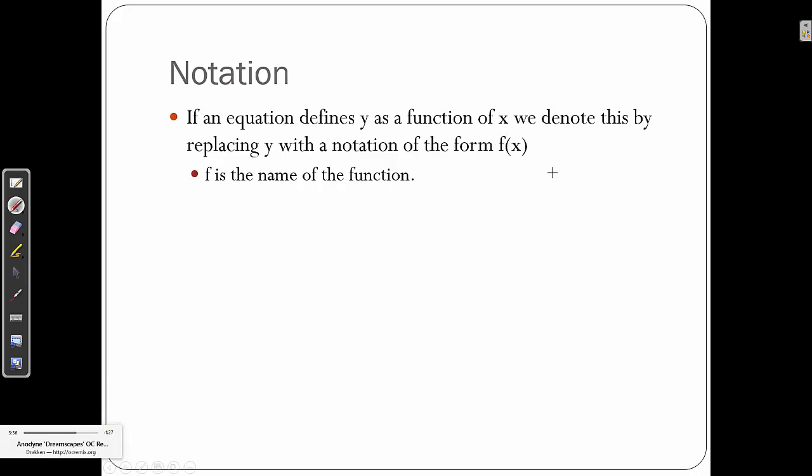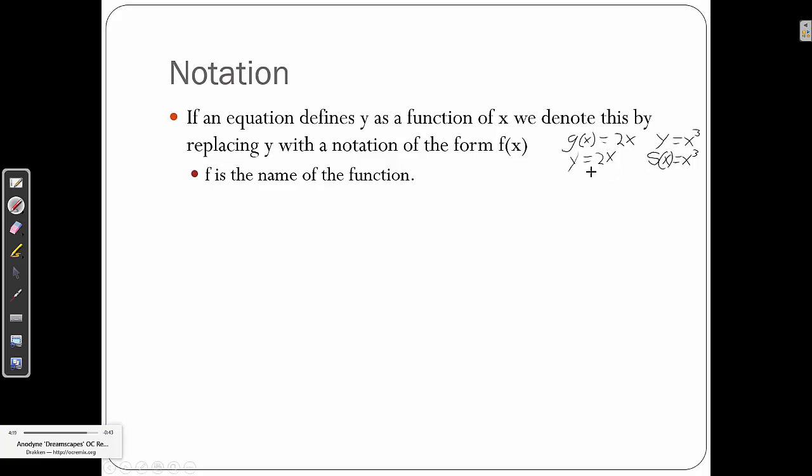We will see functions that have different names than f. For example, we've already seen that function y equals 2x. Well, we could have just as easily called that g of x equals 2x. Or we saw that x cubed was a function, y equals x cubed. We could have just as well called that function s. s of x equals x cubed. So this notation is just a replacement for y.